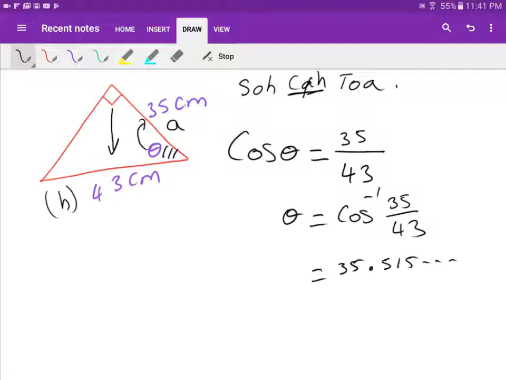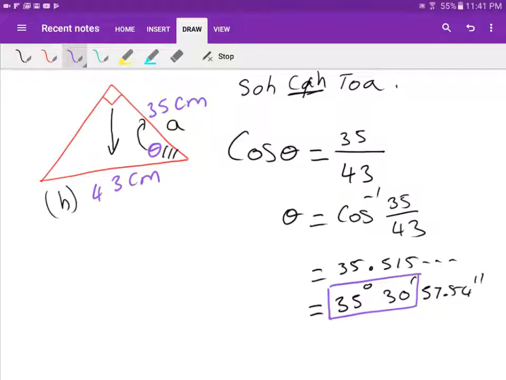Let's say I ask you to give the answer to the nearest minute. If I say nearest minute, what happens? You have to press the degrees-minutes-seconds button. If you press that button, it converts this into degrees and minutes, so your calculator should display 35 degrees, 30 minutes and 57.54 seconds. But I want it up to minutes only.